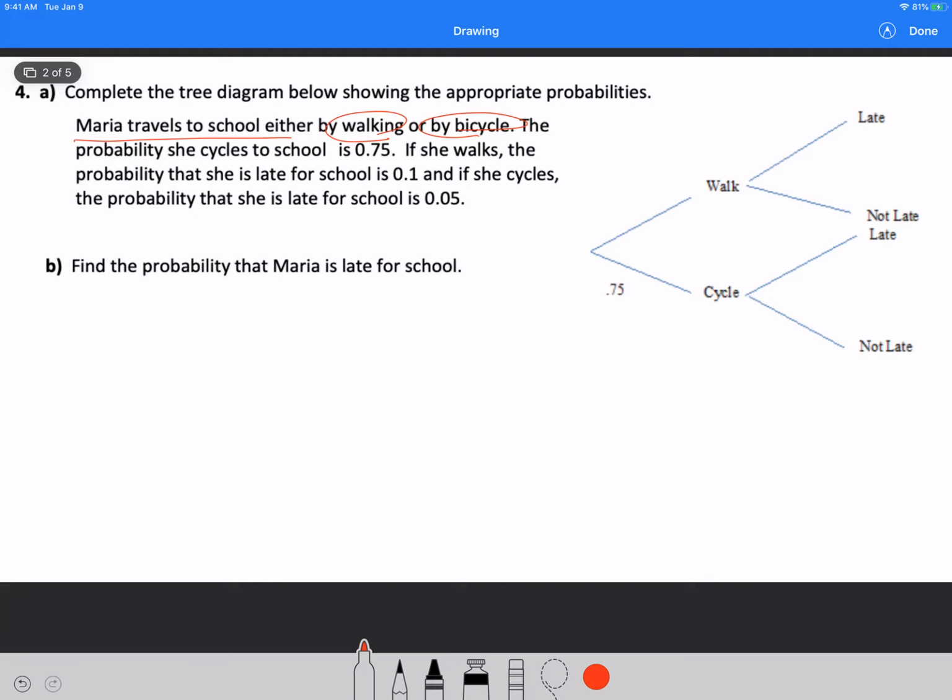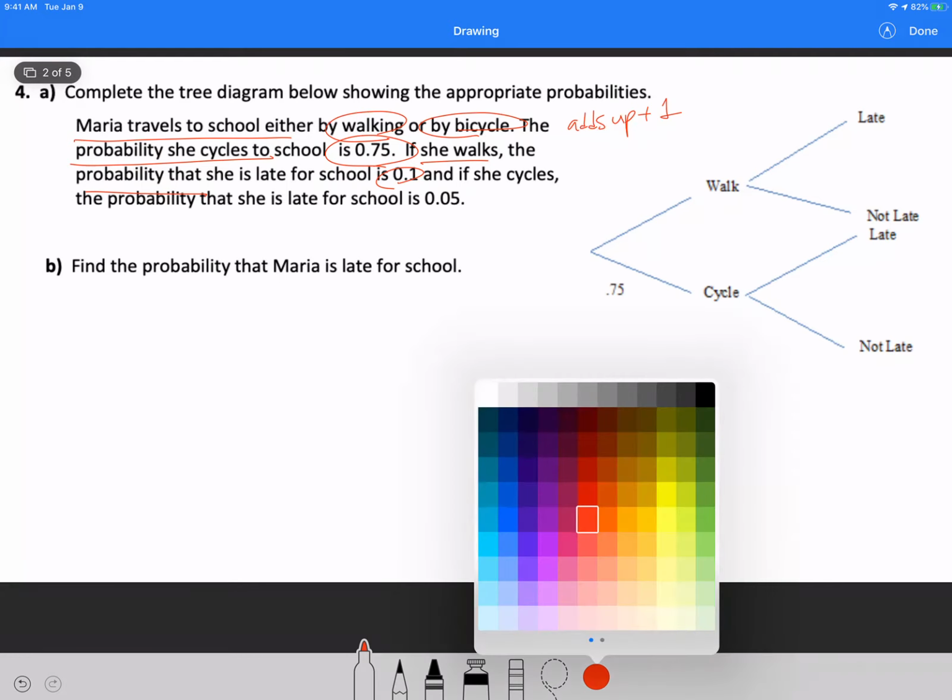Notice how in all of these cases you're going to get two different types of scenarios. Of course, you can have three different scenarios, but what you always want to make sure you understand is that every given probability adds up to 1 in those particular cases. So for example, the probability that she cycles to school is 0.75. If she walks, the probability that she is late for school is 0.1.